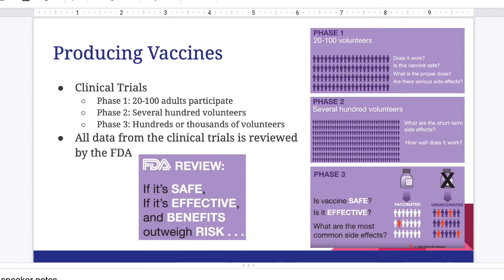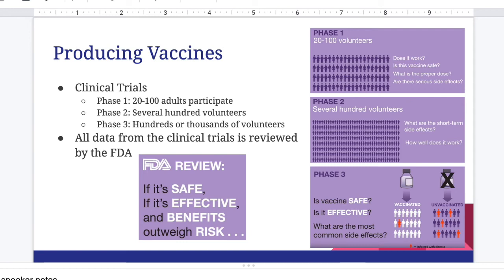So the first phase is going to be a small group, and what you're doing is checking if it works, is it safe, finding out what the proper dosage would be. So you want to make sure that it's enough to activate the immune system in the person, but not enough to actually make them sick. And then what are the serious side effects? So you're checking for big issues that would happen. And that's all done during phase 1 with the smallest group of volunteers.